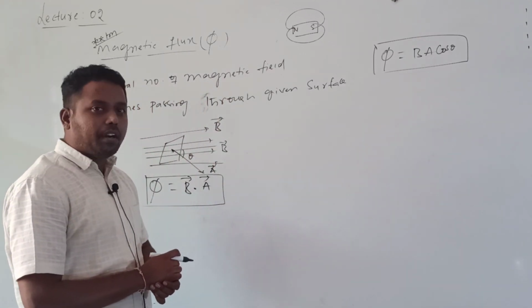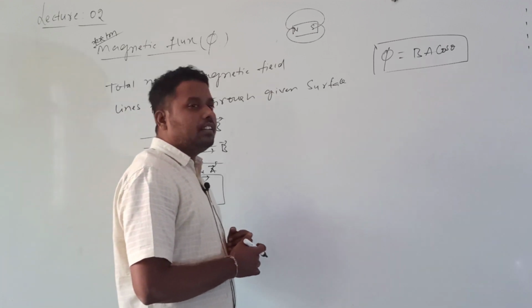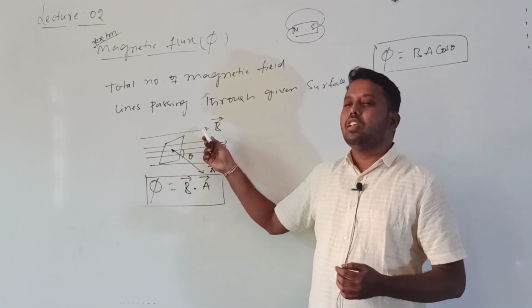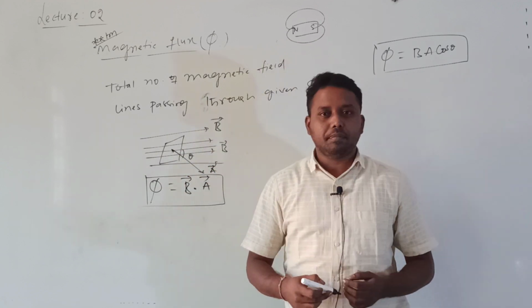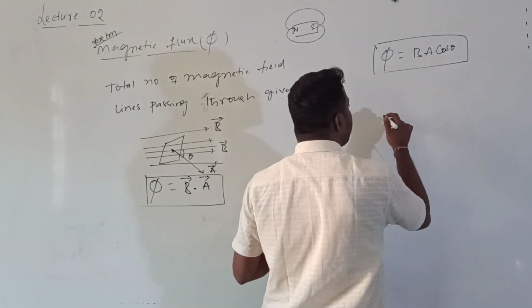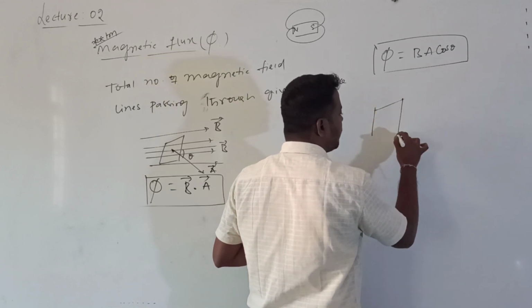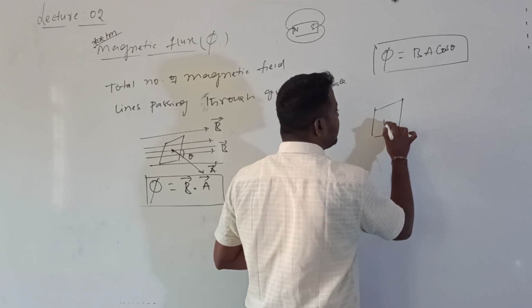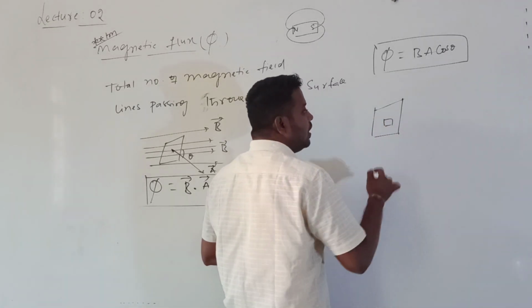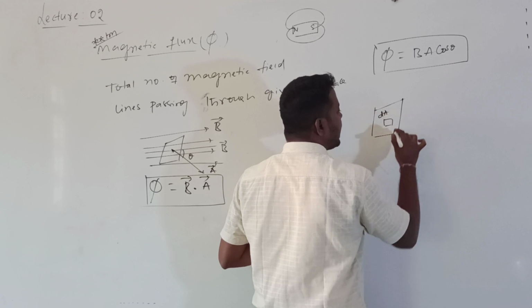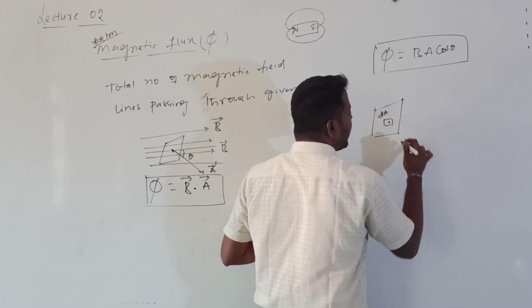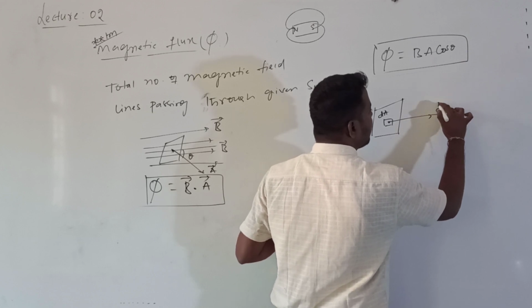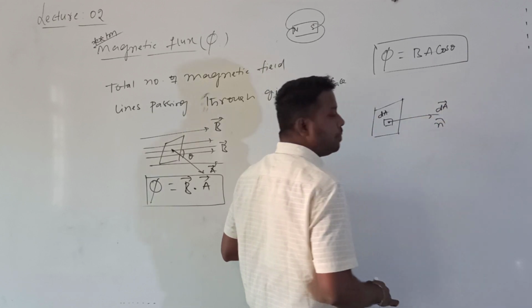But remember, this is the formula we can write when the total area is known and the magnetic field is uniform. But every time the magnetic field is not uniform. If this is my given area, such that the magnetic field is different at different places, let me consider a small area dA, and I draw the normal to the area, which is dA bar, in the direction of n cap.